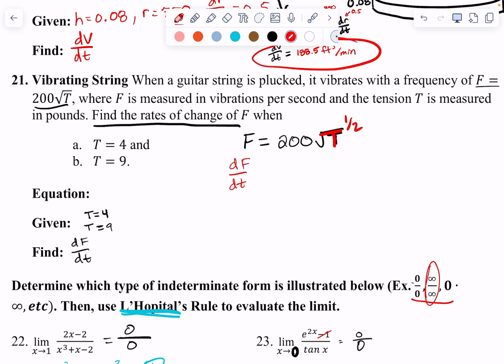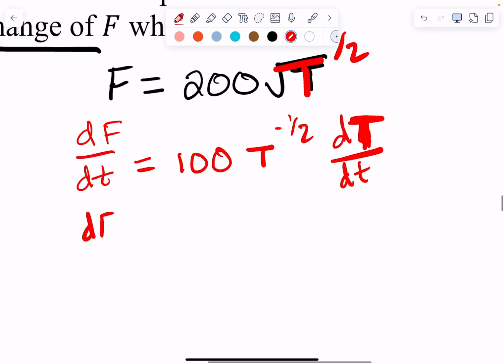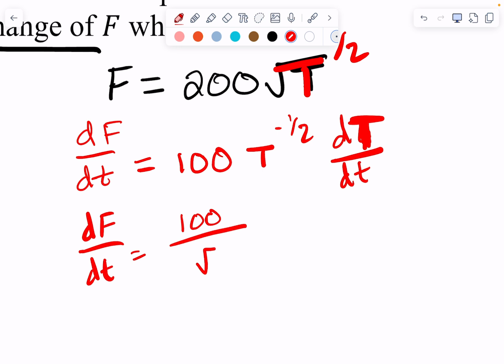So you need 100. Pull that guy down in front. So that's 100 T to the negative 1/2 times dT/dt. Oop, capital T, dT/dt. And dT/dt does not cancel out, right? Because we're different t's. One's time, one's tension. Okay. So if I fix this, dF/dt is equal to 100 over the square root of T times dT/dt.